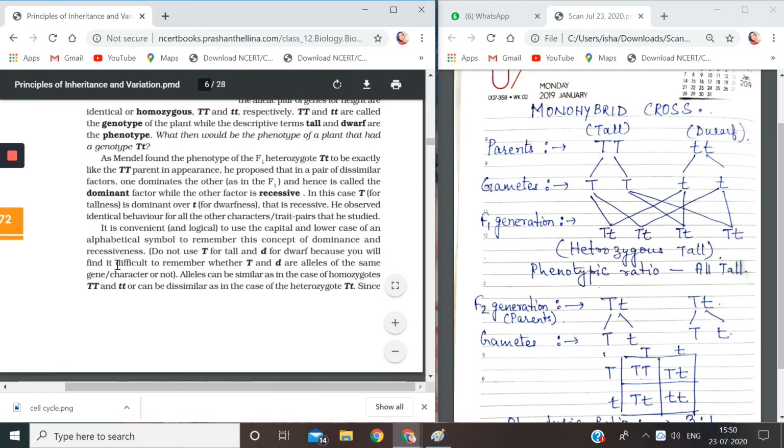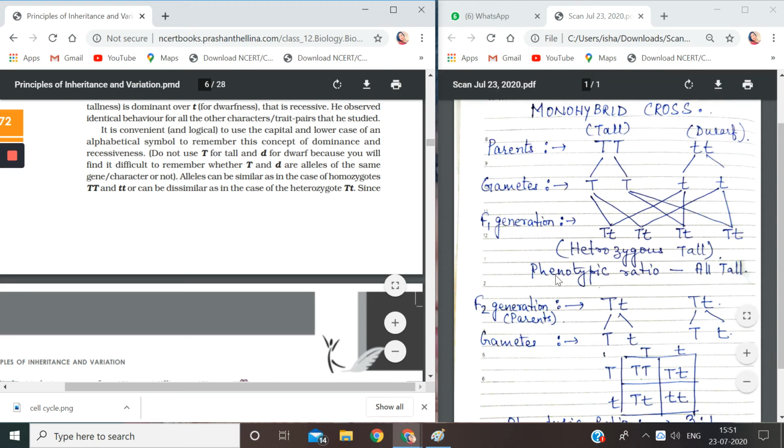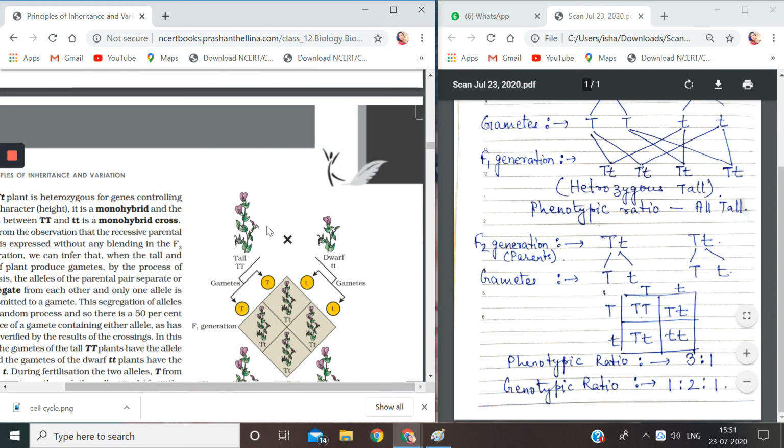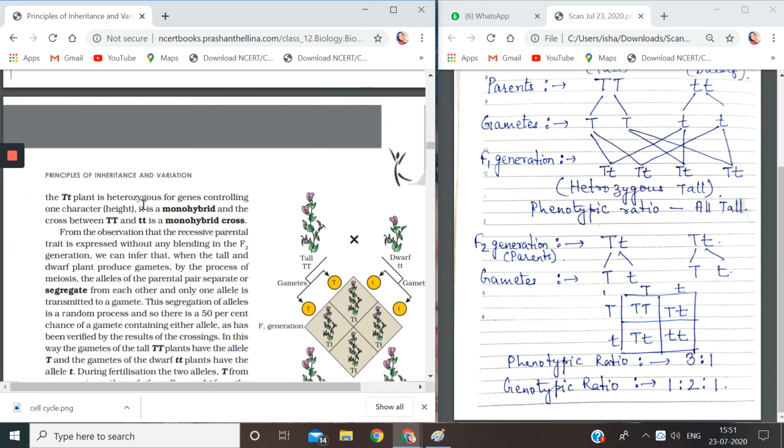Here, children, it is convenient and logical to use capital and lowercase of an alphabet symbol to remember the concept of dominance and recessiveness. Do not use T for tall and D for dwarf, because if you do that, there will be a lot of confusion. So better we use a capital letter for dominant and small letters for the recessive traits. I hope I am clear. And in these lines again he is saying that the capital T small t plant is heterozygous for the gene controlling one character, that is height.